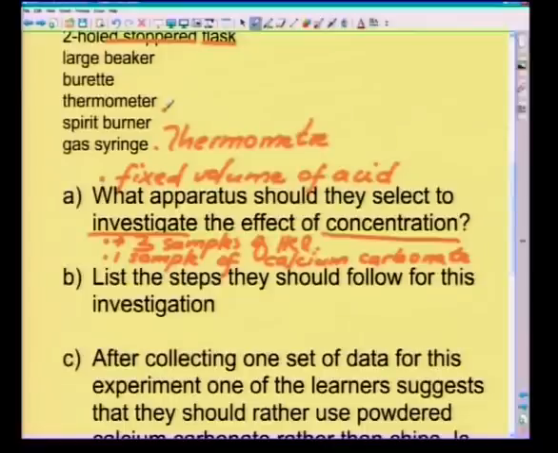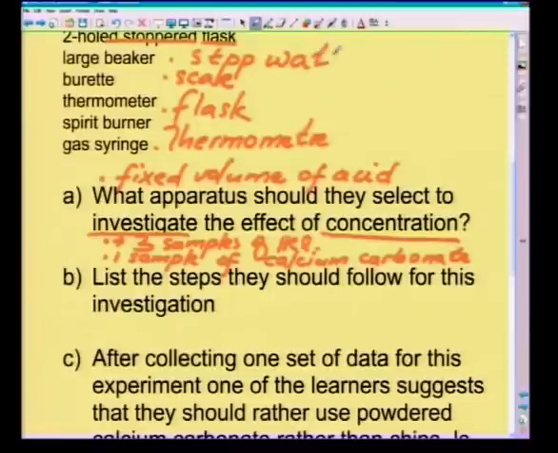And then you would also need your flask. You will need your scale, because you want to measure the changes. And you also need your stopwatch. This is very important. We're measuring the rate, so time is very important. So you would need your stopwatch there.